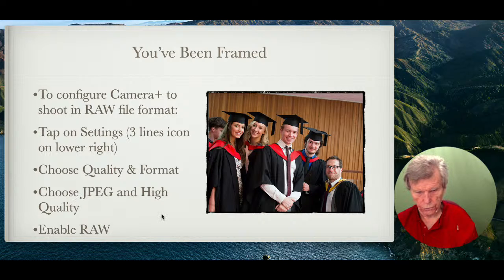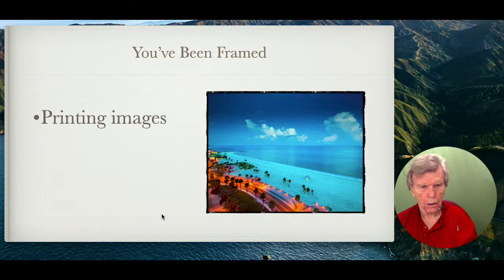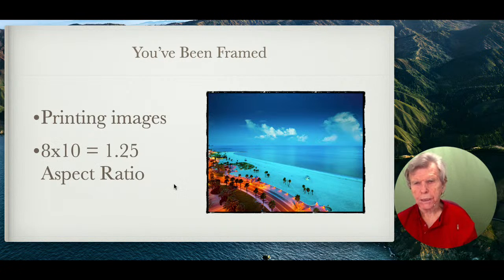So we just went through those steps. So now let's talk about printing those images. So let's pretend that we're going to print from our image that we captured on our iPhone and we want it to be an 8 by 10. So we have to figure out what the aspect ratio is. So when you divide 8 into 10, you get 1.25, which is the aspect ratio of an 8 by 10 print that you would get if you went to your local photo lab at your local drugstore or big box store.